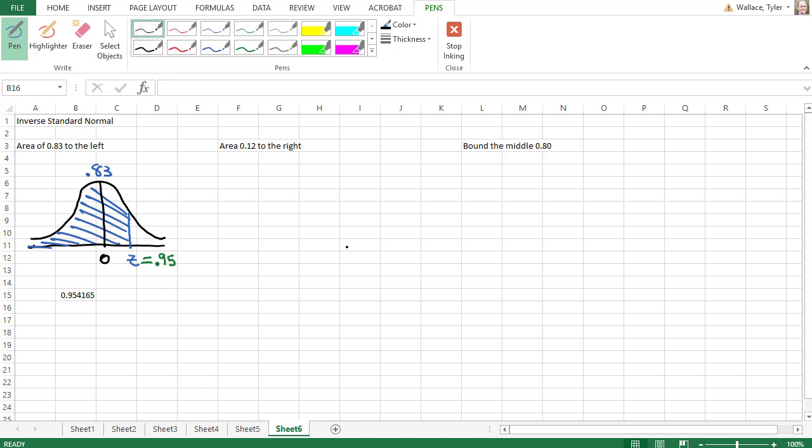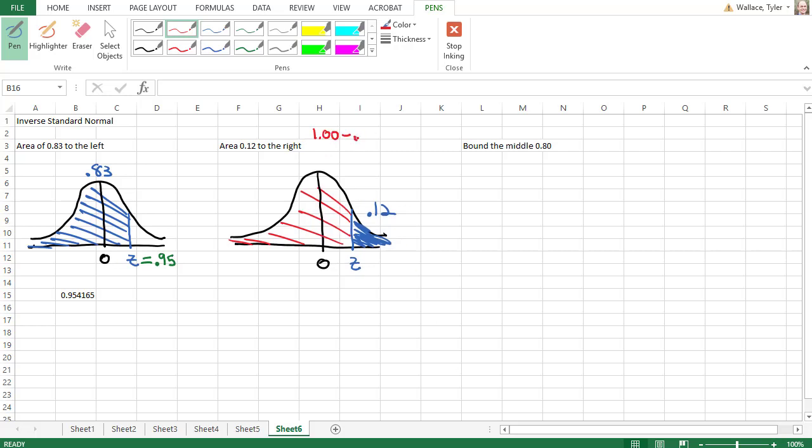Areas to the left are not too difficult to do. But if we want the area to the right to be a certain amount, we're going to have to be a little bit more clever with how we do it. We want 0.12 to the right. That's less than half. So we want less than half of the graph to the right. We're looking for this tail. And we want to know what z-score gives us 0.12 to the right. The catch is Excel always gives area to the left. And so we're going to have to use the fact that we know the total area of any probability distribution is 1.0.